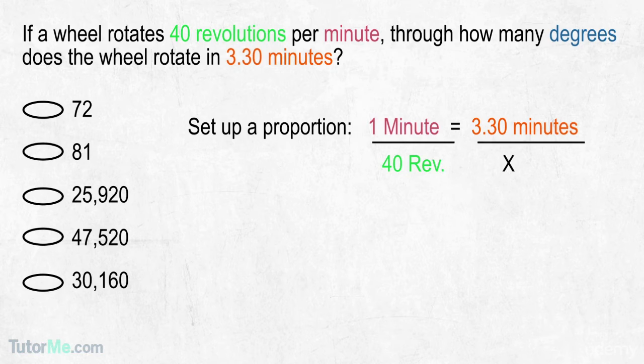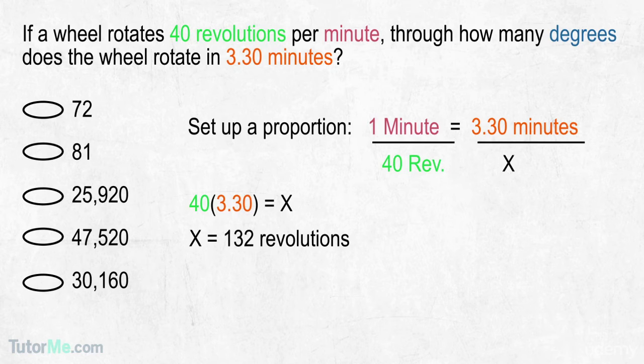So think back to the proportion lesson and how to solve them. Cross multiplication. So we'll have 40 times 3.3 minutes equals x. Use your calculator to determine that 3.3 times 40 is 132. So that's how many revolutions there are in 3.3 minutes. But remember, the question isn't asking for how many revolutions. It's asking for how many degrees.